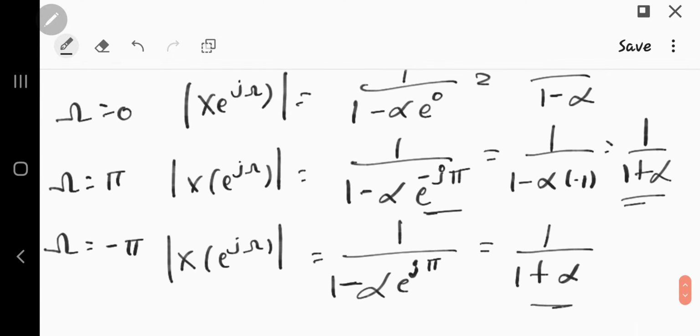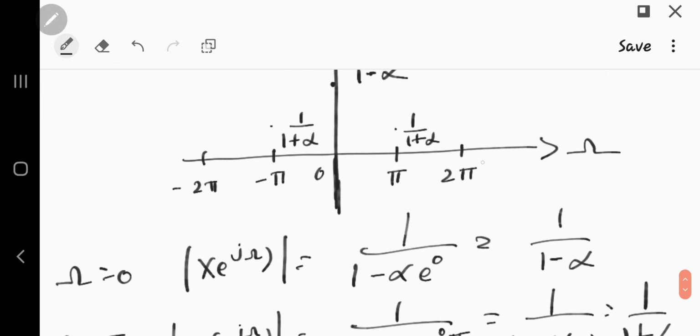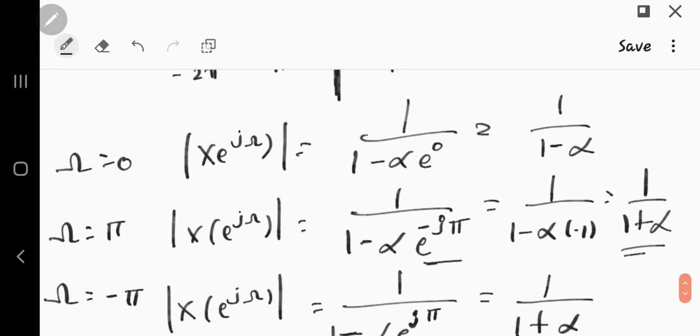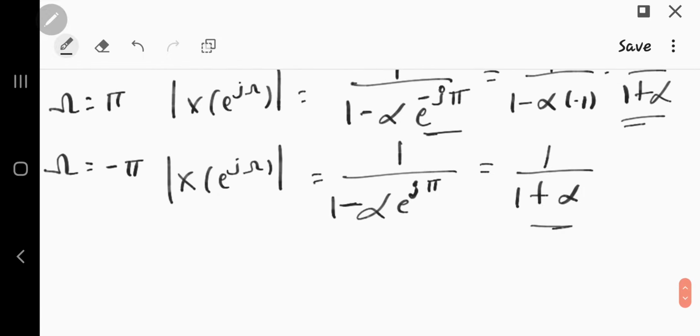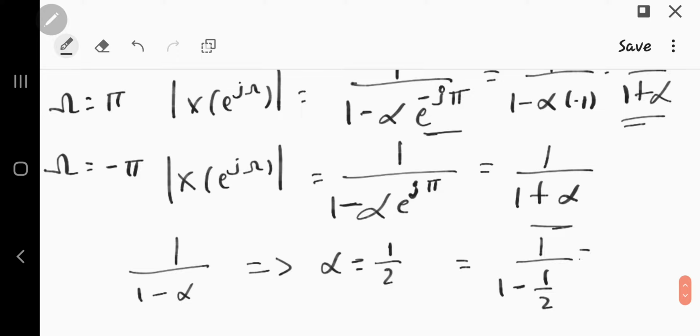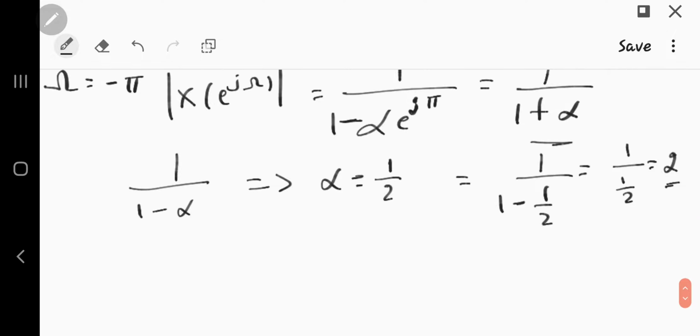You can go for 2 pi. If you substitute 2 pi, you will end up with 1 divided by 1 minus alpha, and for minus 2 pi also you will get 1 by 1 minus alpha. So the same thing will repeat with a period of 2 pi. That's why I'm not going to calculate that part here. Now if alpha takes a positive value, just for instance say alpha is 1 by 2, then 1 divided by 1 minus 1 by 2 is 1 by 1 by 2, so you get 2 as an amplitude. This is just for illustration.